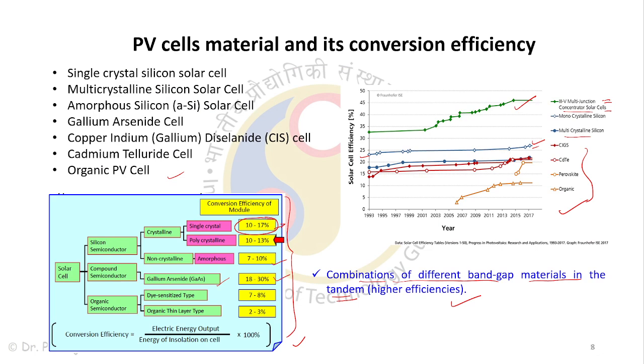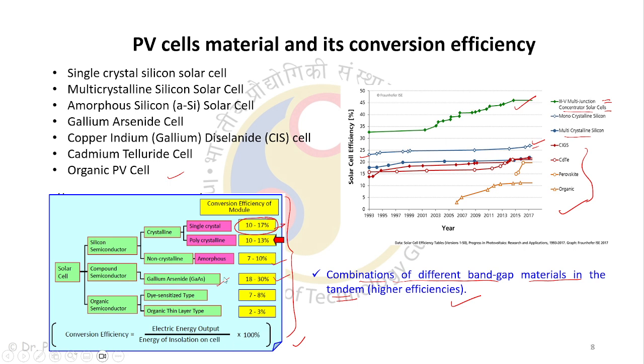Now, this is all the classification of solar cells, whether we're talking about silicon, compound, or organic. In silicon we have crystalline and non-crystalline, or amorphous. In crystalline we have single, then poly. For compound we have gallium arsenide. For organic we have dye-sensitized and organic thin layer. These are all the classifications and types.